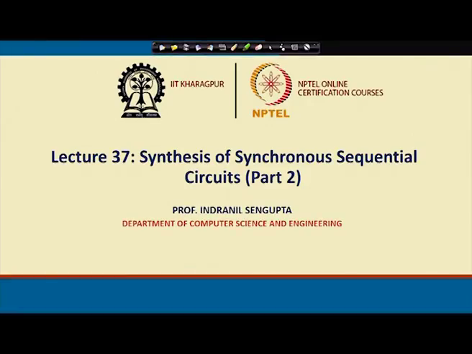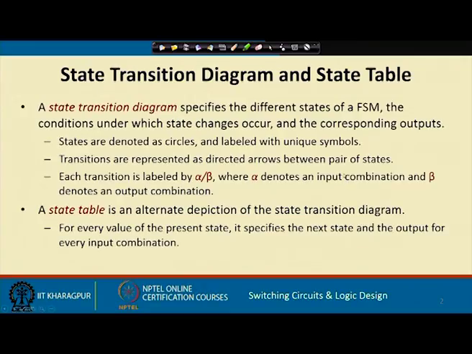We continue with our discussion on the synthesis of synchronous sequential circuits, which we started in the last lecture. So, we continue with our discussion in this second part of the lecture. Before we start, you recall in the last lecture we mentioned the different steps that you need to go through to synthesize or design a synchronous sequential circuit.